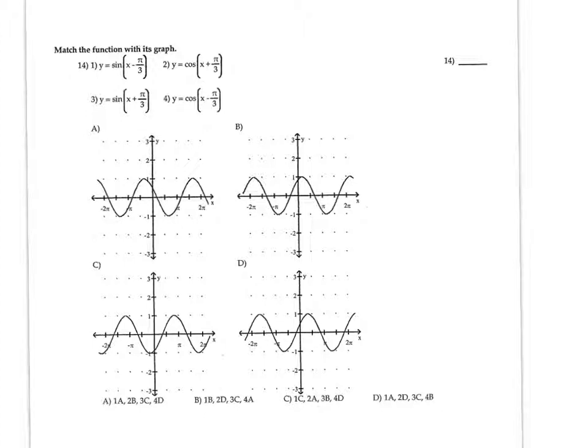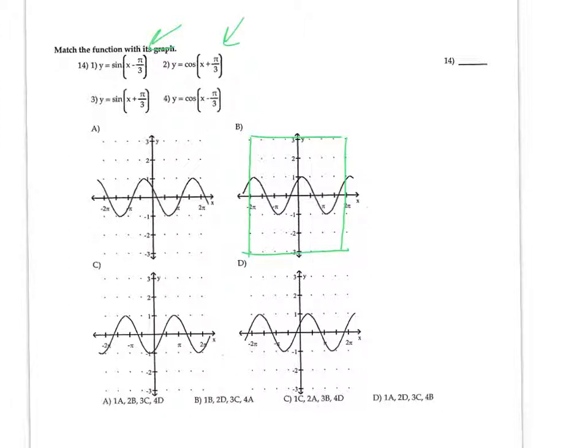Probably the easiest way here on 14 to actually get this and feel good about getting this is to set your windows on your calculator to a negative 2 pi for an x min, positive 2 pi for an x max, negative 3 for a y min, positive 3 for a y max, and then just go through and graph each and every one of these and see which one matches with which one. That's probably the most reliable. Now, I am going to show you here how you can do this.